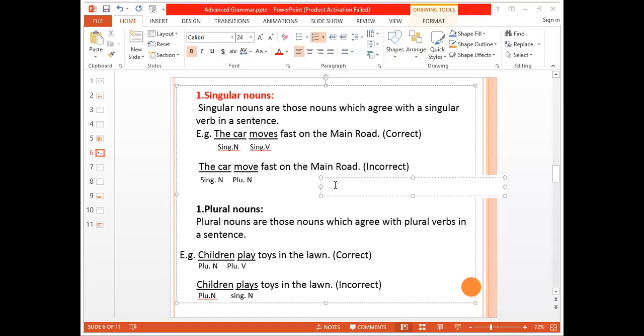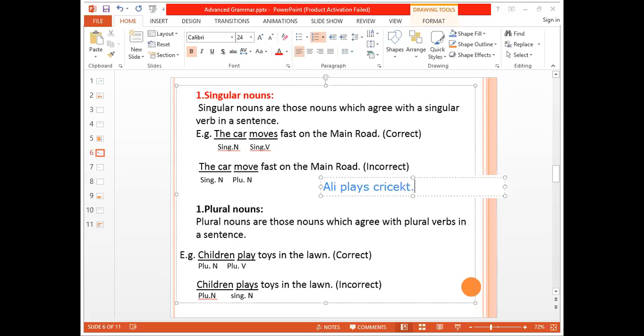Look, singular nouns, as I said, are those nouns that agree with what? With a singular word in a sentence. For example, if I say Ali, Ali is a noun. It needs to be followed by, or agrees with, a singular word. Ali plays. Ali plays cricket.